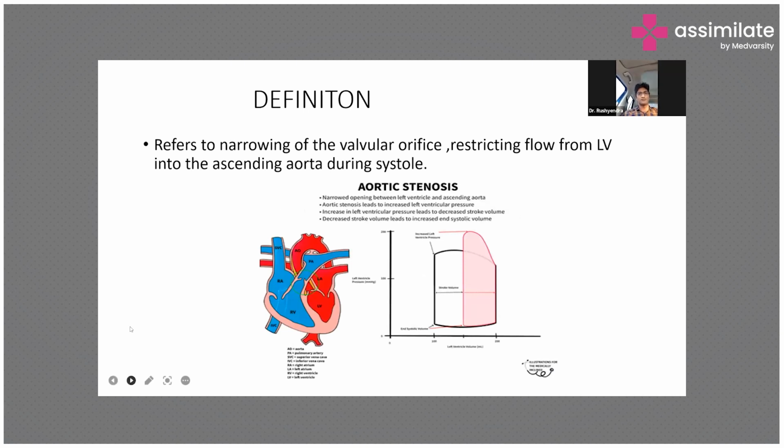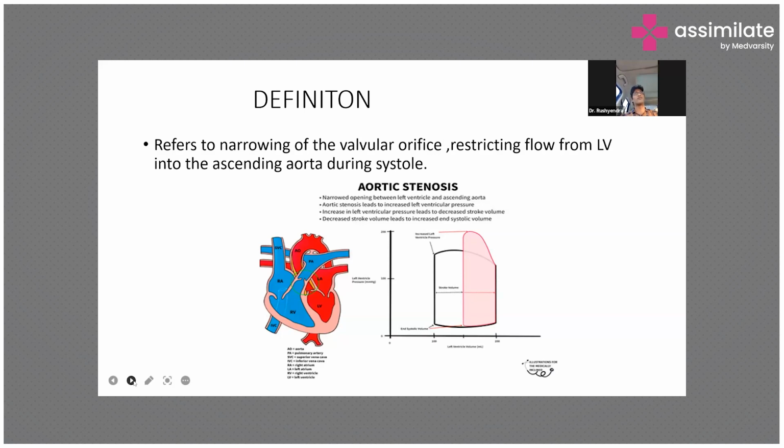Hello. So, as you all know, we know the basic cardiac cycle. From the left ventricle, the blood flows into the aorta, and from there it gets pumped into all the major vessels and into the various parts of the body. If there is a problem with the aortic valve, that is what we call stenosis. It is nothing but the narrowing of the valvular orifice.